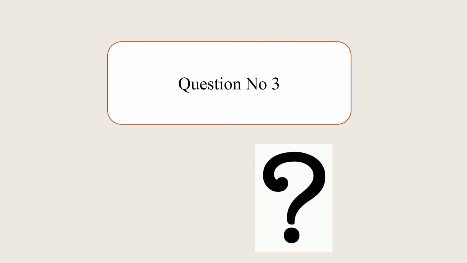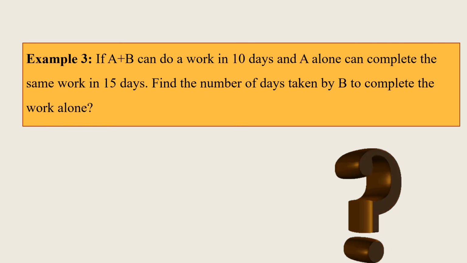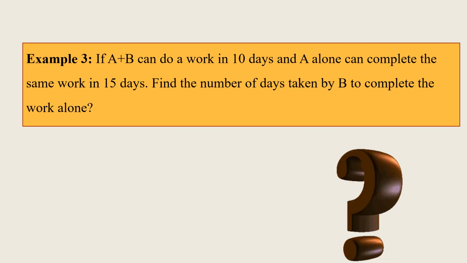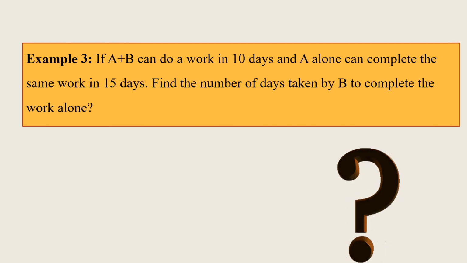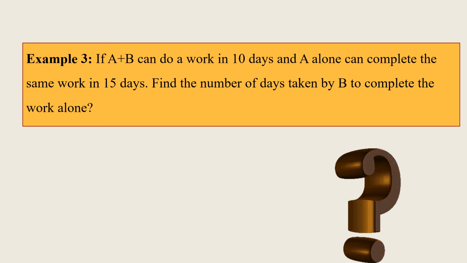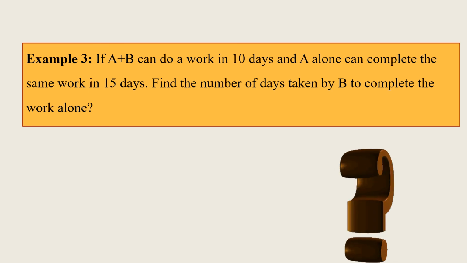This is example number 3. Read the problem carefully. Here they have given it in the opposite way. So you and your friend together, they have given, are completing the work in 10 days. You can complete the work in 15 days. Now they have asked how much time will it take for B to complete the work alone. This way the question is in the opposite direction.